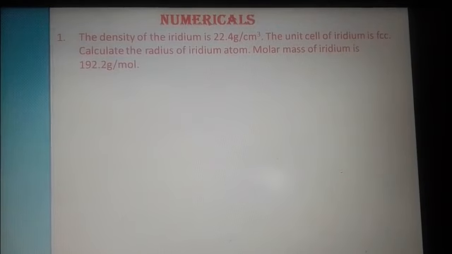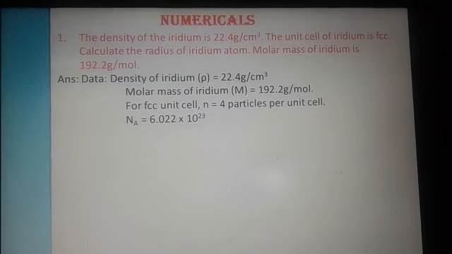Now we will see the numericals. Our first numerical is: the density of iridium is 22.4 gram per centimeter cube. The unit cell of iridium is FCC, means that cell is face-centered cubic. Calculate the radius of iridium atom. The molar mass is given to us. Molar mass of iridium is 192.2 grams per mole. Now first of all we have to write what is given to us.